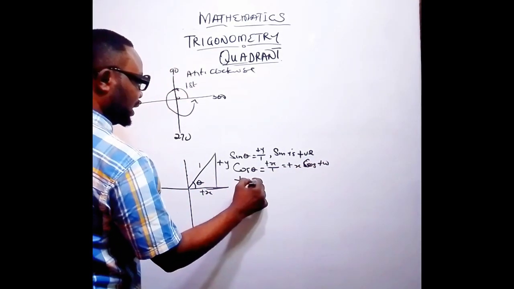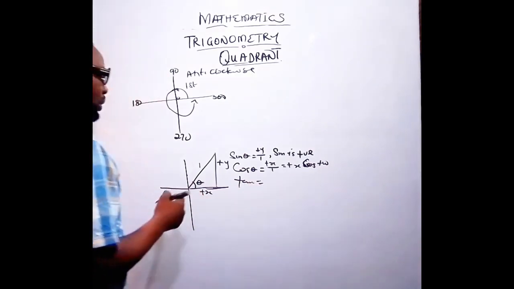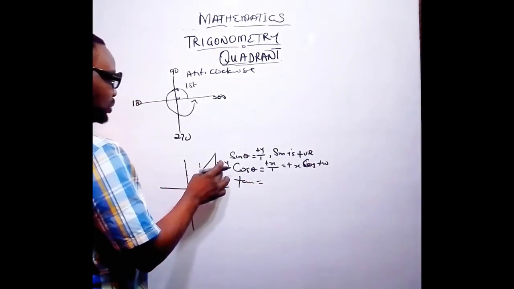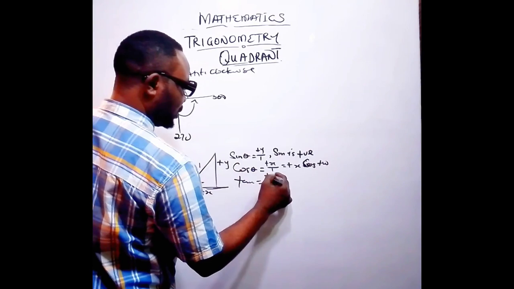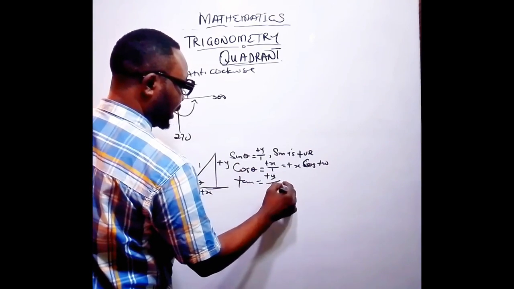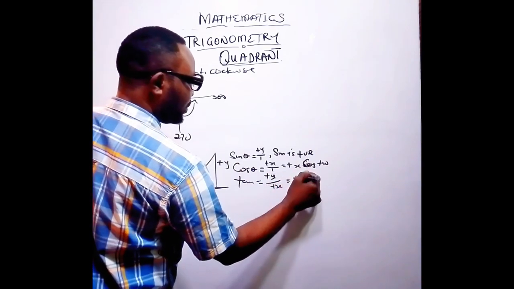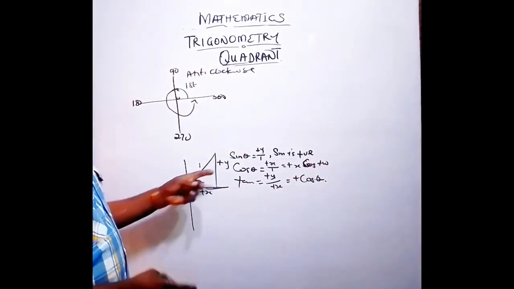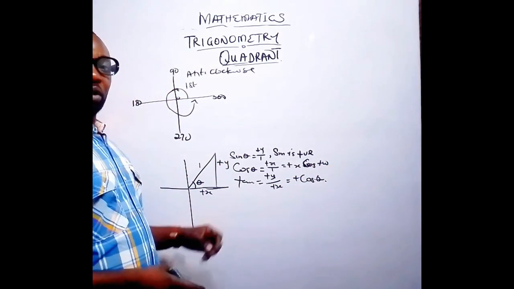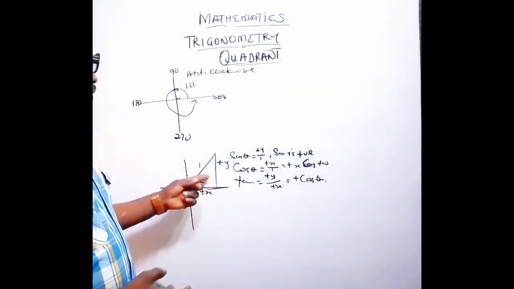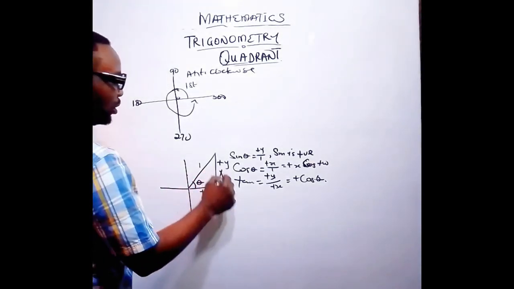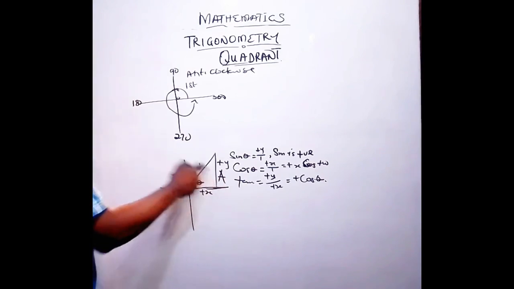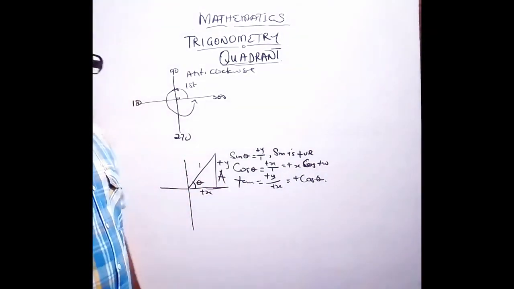And tangent here is equal to what? Plus y over plus x, which is equal to what? Positive as well. So all these trigonometric functions are positive at the first quadrant. So we call it what? All positive. We call it place A, that is, all are positive.